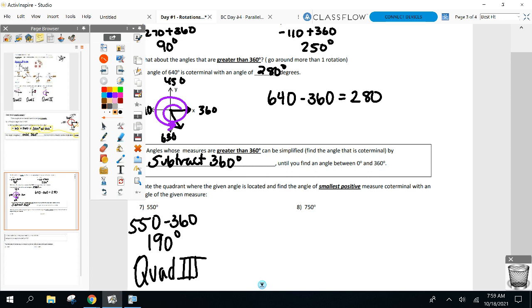All right, 750. Watch what happens with 750. So you guys are like, 750, it's bigger than 360. Let's make it smaller by subtracting. And then what are you getting? 390. Ooh, what's the problem with 390? There's probably still something smaller that's positive, right? I don't end at 390. Keep subtracting 360 until you get a number between 0 and 360. 30. So 30 degrees. Quadrant 1. Thank you. I didn't need to call on anybody, right? No big deal. Quad 1.